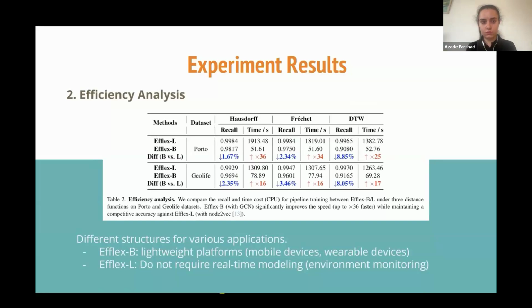eFlex B, being an innovative design, highlights our contributions to learning graph representations on spatio-temporal data. Its accuracy and speed make it suitable for lightweight platforms like mobile phones, wearable devices, and autonomous driving. For applications that don't require real-time modeling, such as environmental monitoring, eFlex L is ideal due to its high accuracy.